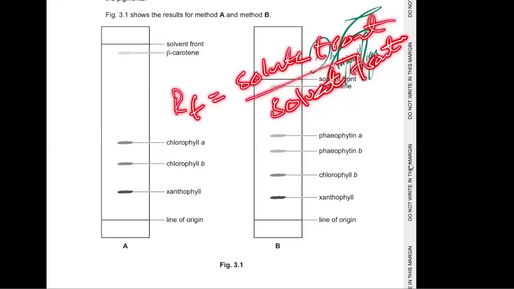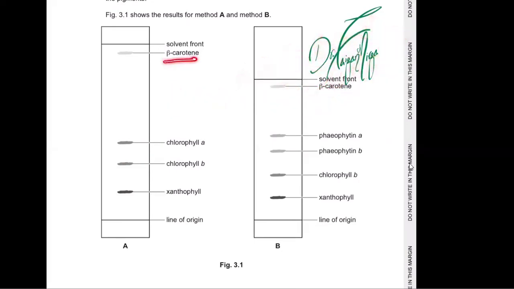How do you get these values? In the next part, they're asking you to calculate the RF value for beta carotene. So what will you do? You will find the distance between the line of origin and the solvent front. You measure this and you get the solvent front, which means your value for how far the solvent traveled, and then the solute front from the beta carotene point to the line of origin.